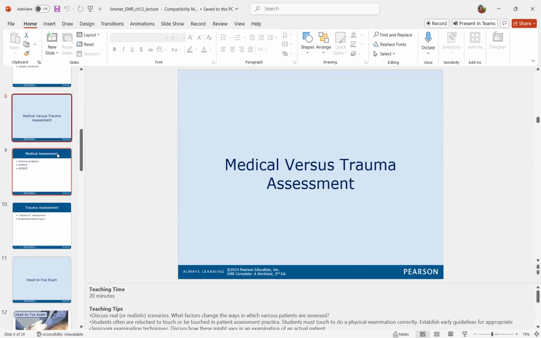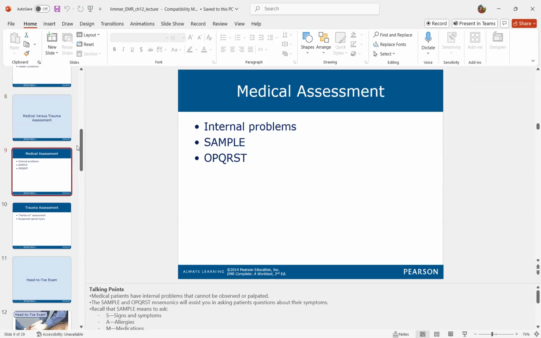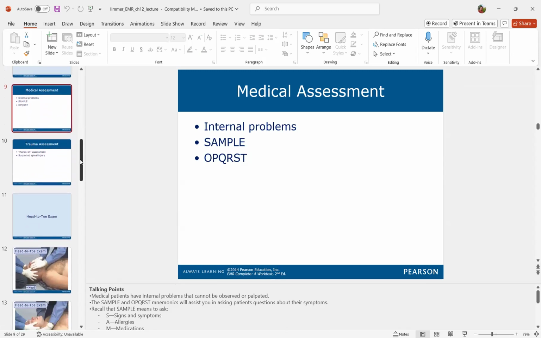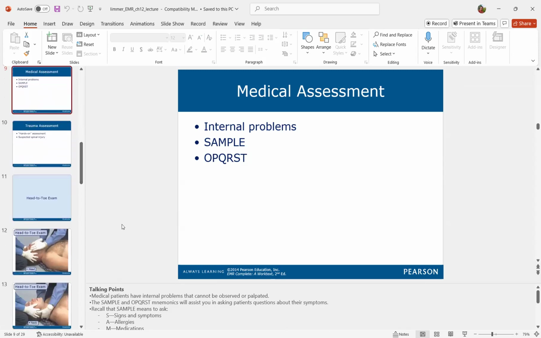So when it comes down to what kind of patient do I have, we have seriously ill or injured, non-seriously ill or injured, then we have medical and trauma. Medical versus trauma assessments are a little bit different. For medical assessments, something internal is going on that we can't observe, we can't palpate maybe. So we're going to be asking them a bunch of questions.